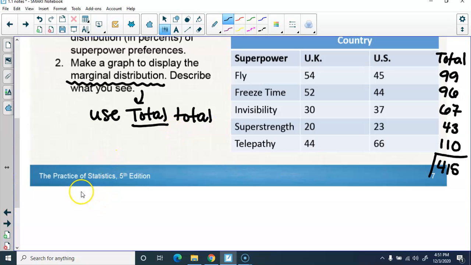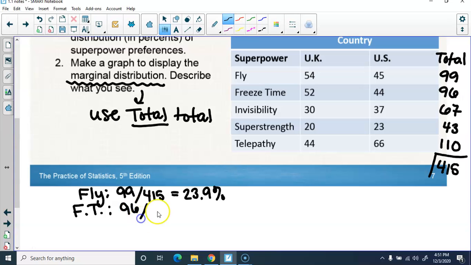So for those who prefer to fly, that's going to be 99 total out of 415 people, which is about 23.9%. Freeze time. There were 96 who preferred to freeze time out of a total of 415, which was about 23.1%. Invisibility, 67 out of 415, which is 16.1%.